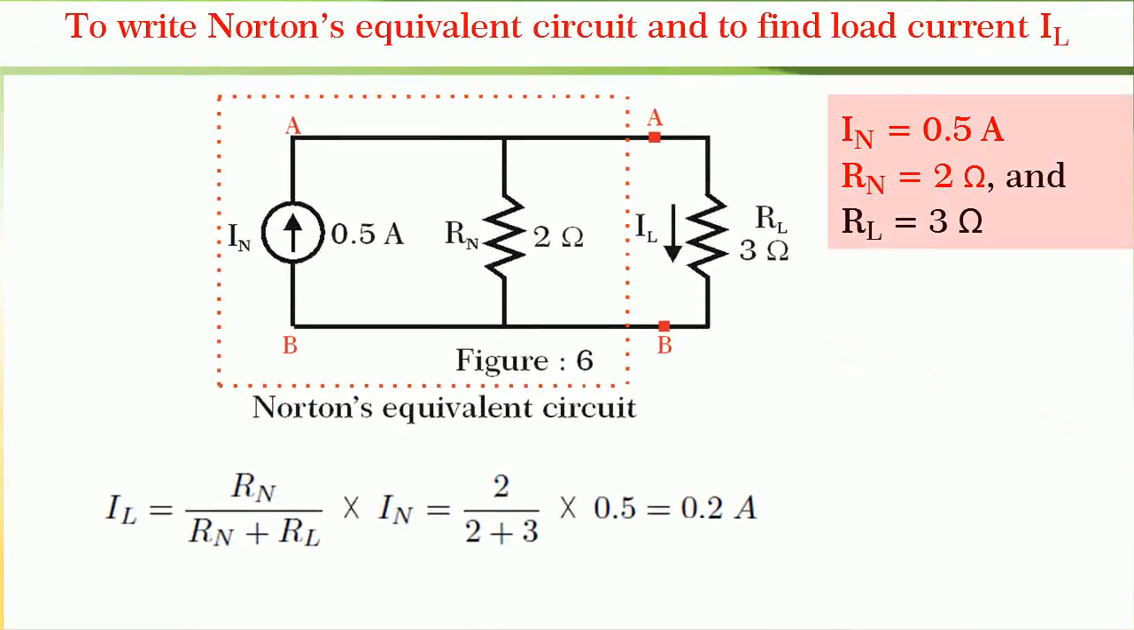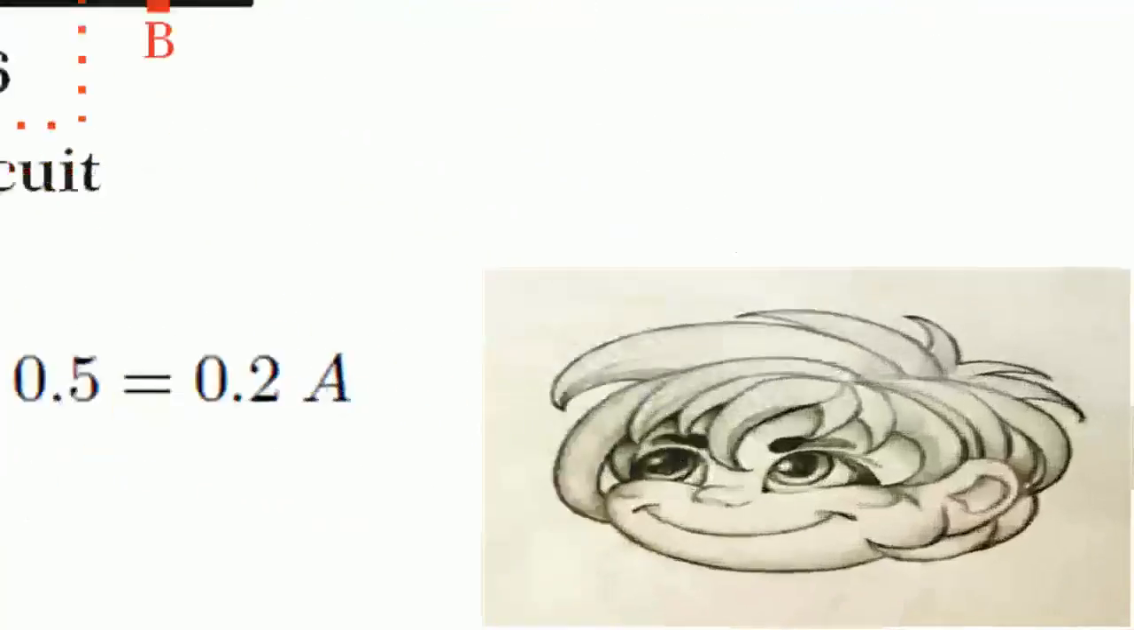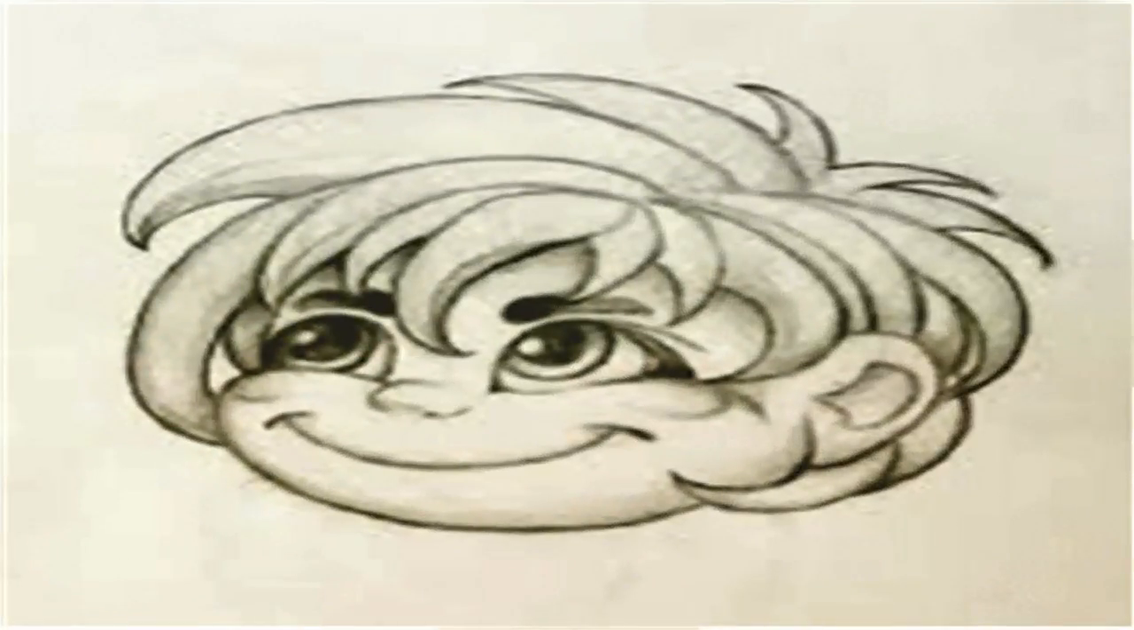Friends, we know IN is equal to 0.5 amperes and Rn is equal to 2 ohm. So knowing IN and Rn, the Norton's equivalent circuit across the load branch drawn is shown in figure 6. Hence, we can find out IL using IL equal to Rn divided by Rn plus RL into IN, and by substituting the values, we get IL is equal to 0.2 amperes. Friends, I hope that you have started smiling and thinking without your knowledge, because the solution of this problem is so interesting.